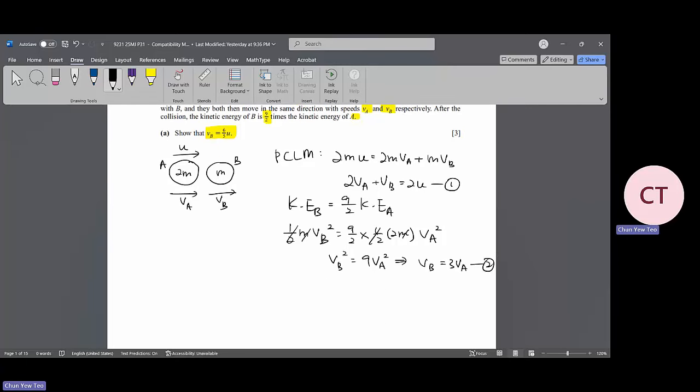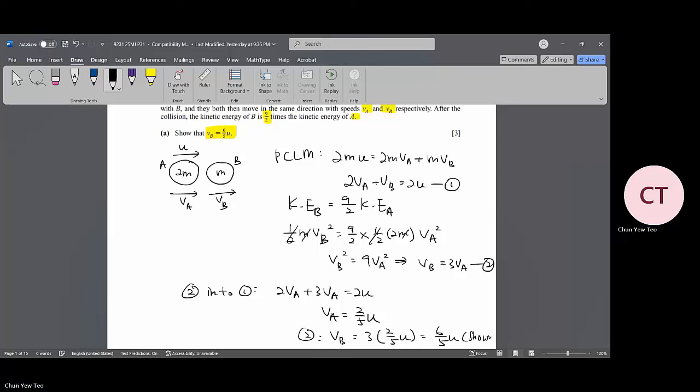So now what you need to do is just solve the simultaneous equations, 2 into 1. Then you will get 2 VA plus 3 VA is equal to 2u. So your VA is equal to 2 over 5 u. But we are looking for VB. So from equation 2, our VB is actually 3 times 2 over 5 u, which is 6 over 5 u, shown. So this is the answer for 6A.